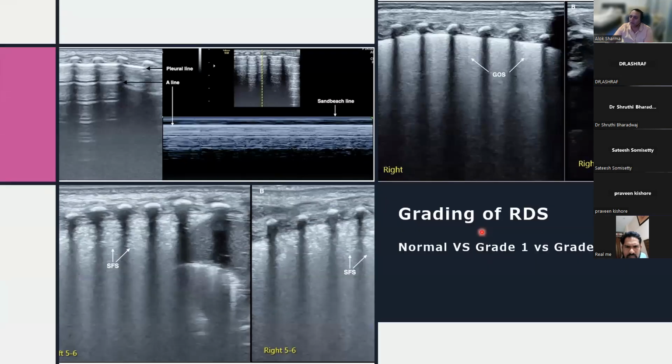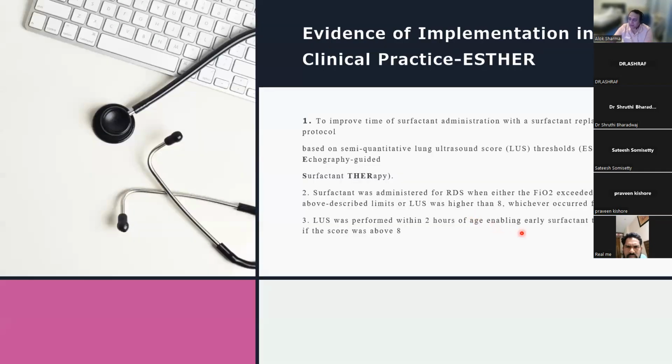Now, the question from our perspective is, we use these clinical criteria as well, along with the lung ultrasound. And if you implement it in practice, are there benefits? Is there any work that's been done that actually shows that this works in clinical practice? And that work has been done by our French colleagues, using a quality improvement project that involved echocardiographic guided surfactant therapy, or the ESTER protocol.